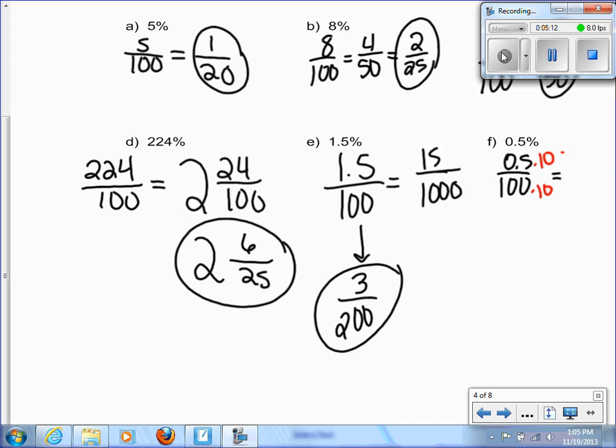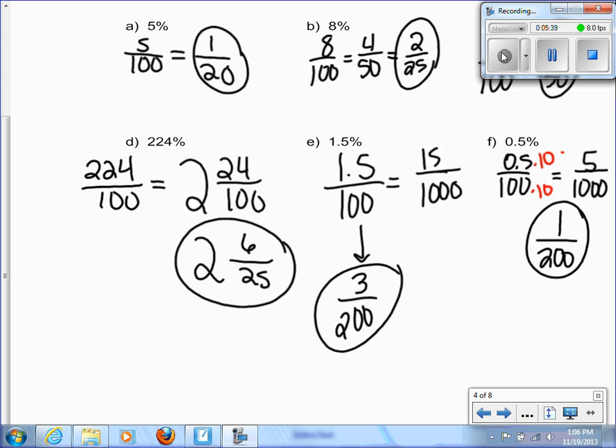0.5 times 10 is only going to move your decimal place one spot. So 5 over 1,000. Okay, and if you reduce that, I got 1 over 200. Good. How else could you do it if you didn't want to do the times 10, Sanjeev? Well, I multiplied it by 2. Times 2, times 2. And you would get 1 over 200. Okay, so times 2 is like a little shortcut.